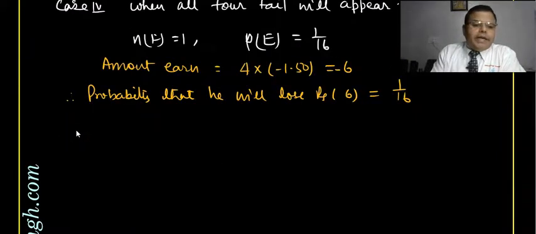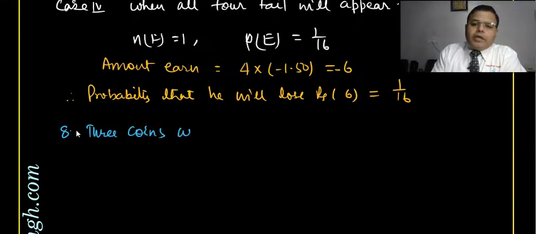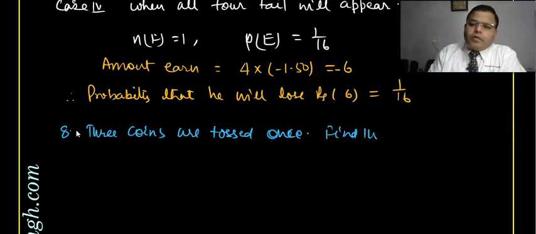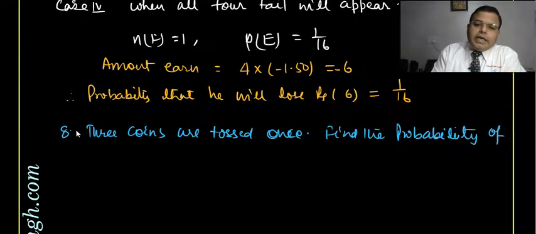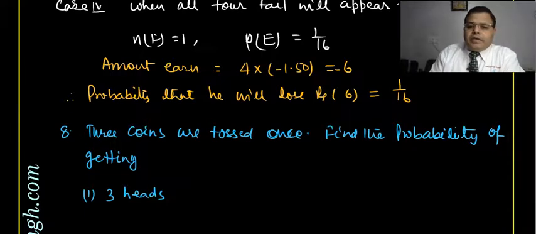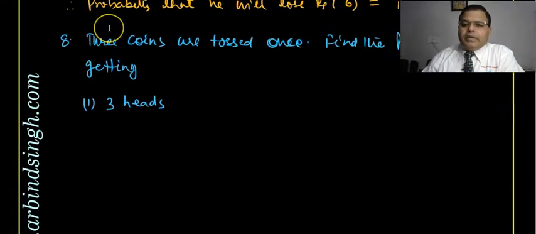Now question number 8. 3 coins are tossed once. Find the probability of getting 3 heads first. When 3 coins will toss, let us solve together one by one.